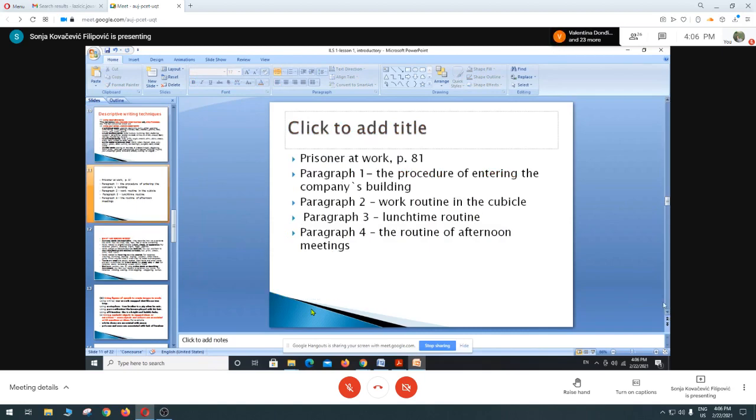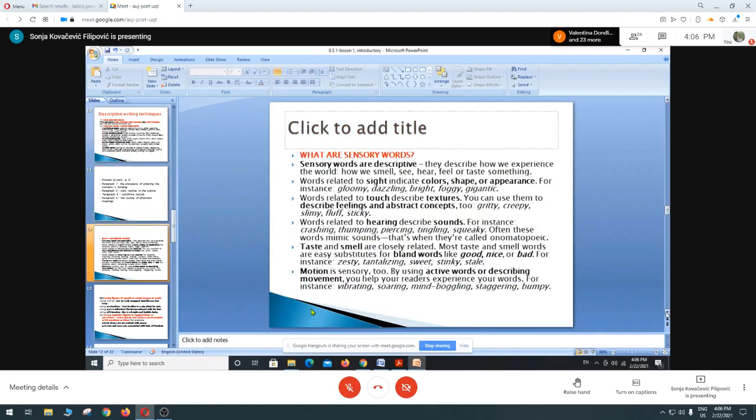Let's go on to the next technique, some more examples of sensory words. Sensory words are descriptive. They describe how we experience the world, how we smell, see, hear, feel, or taste something. The words related to sight indicate colors, shape, or appearance, like gloomy, dazzling, bright, foggy, gigantic.